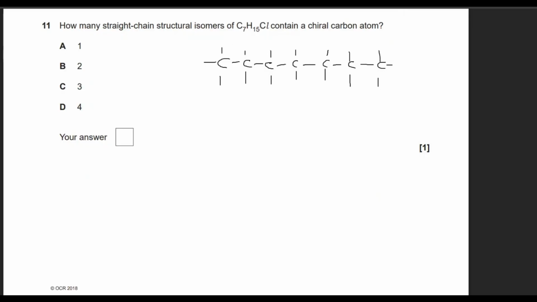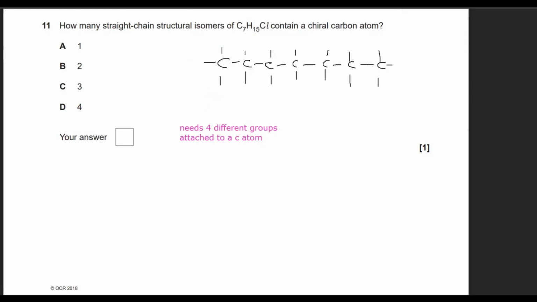So here's my skeleton for heptane, straight chain. A chiral carbon, what do we need to know about a chiral carbon? A chiral carbon is a carbon with 4 different groups attached. So a chiral carbon has 4 different groups. Look at this first one. This would be 1-chloroheptane. And it's got 2 hydrogens attached to that first carbon. You see those 2 green H's? That means it cannot be chiral.